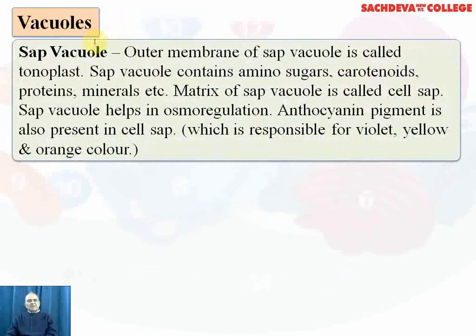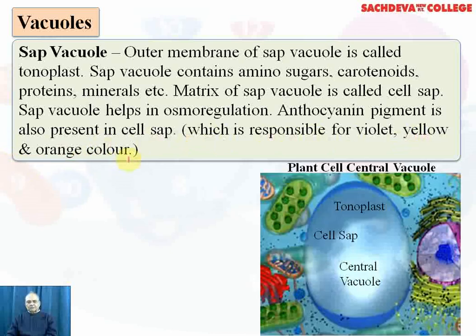Vacuoles. Sap vacuole. The outer membrane of sap vacuole is called tonoplast. Sap vacuole contains amino sugars, carotenoids, proteins, minerals, etc. The matrix of sap vacuole is called cell sap. Sap vacuole helps in osmoregulation. Anthocyanin pigment is also present in the cell sap, which of course is responsible for imparting violet, yellow or orange color. Here you can see the sap vacuole surrounded by a membrane called tonoplast.